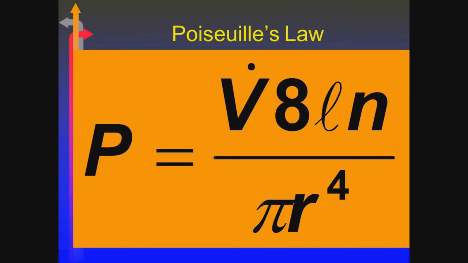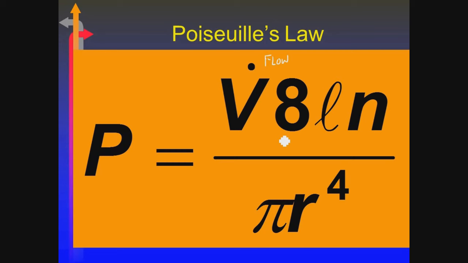V with a dot, what did we say that was? Flow rate. So in other words, think about what this says. Things in the numerator are directly related. Things in the denominator are indirectly related. To generate a faster flow, what do I have to do to pressure? I have to create a bigger pressure difference. That makes sense. If I want to generate a faster flow, say to generate a cough, I have to have a big pressure difference between what's inside my chest and outside.